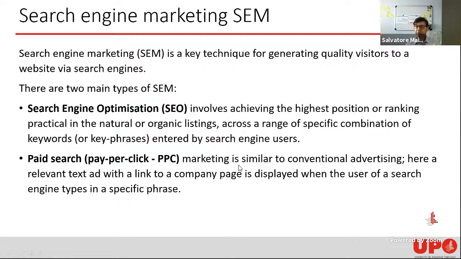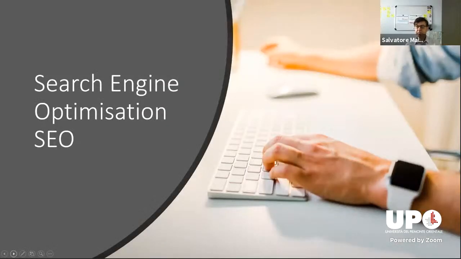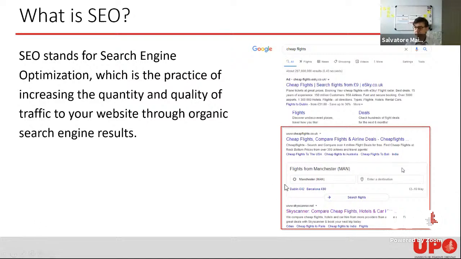The pay-per-click is very similar to SEO, but in order to be on the first 4 spots of Google, you are going to pay. We're going to see this today. So let's start with the SEO. As I can see, I put cheap flights. It's the practice of increasing the quantity and quality of the traffic to your website through organic search results.